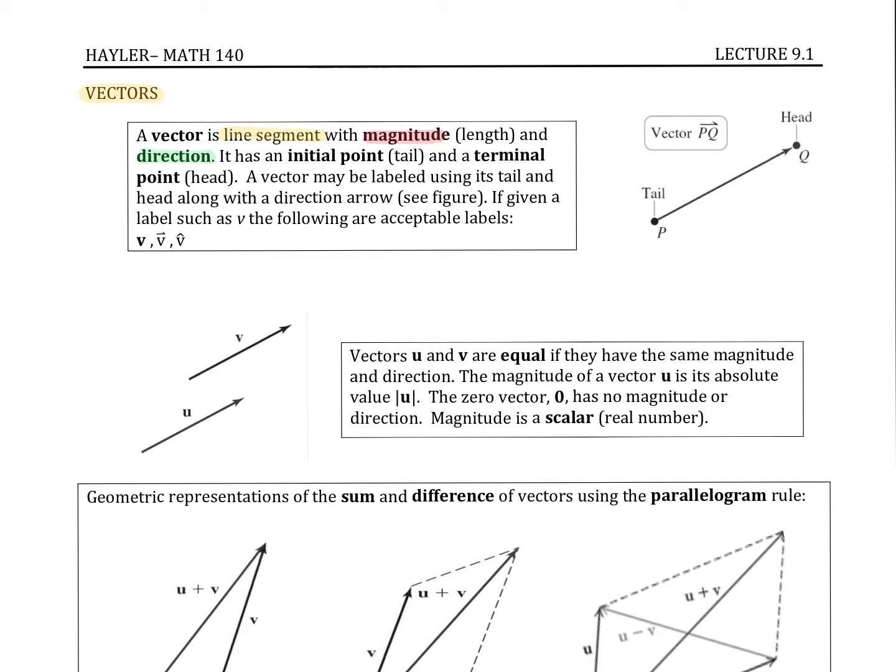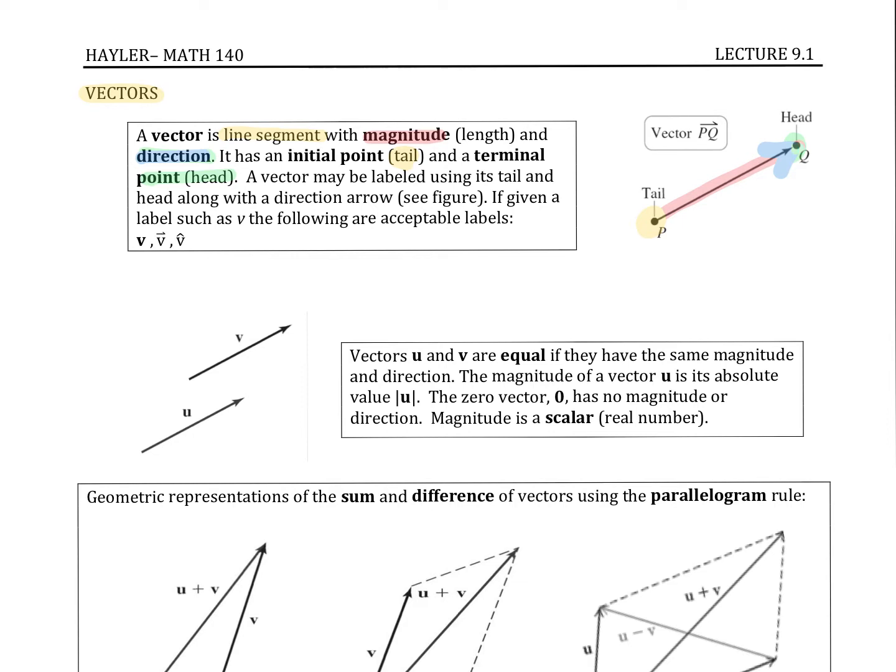It has an initial point, which we would call the tail. So I'll go ahead and highlight that over here, the tail. And a terminal point, once again thinking terminate, terminal point, which is the head. Okay, so here we go. We'd have our line segment. It's got a magnitude or a length. It's headed in a direction. Which direction? Well, we look at that little arrow right there. It's headed in that direction. And it has the initial point, and then the terminal point, which is the head.